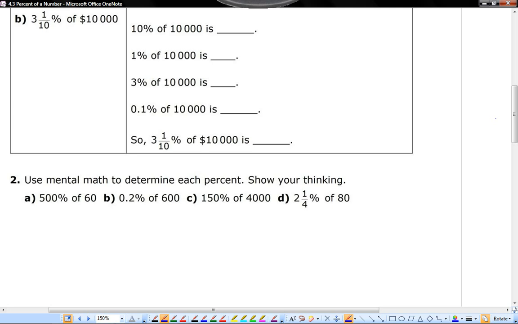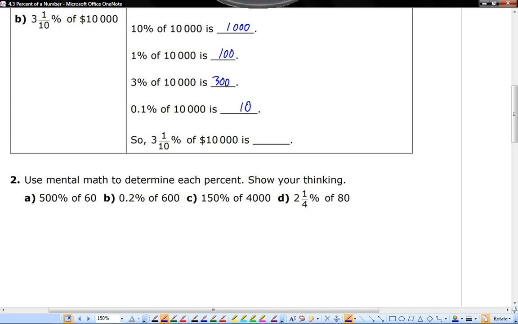Alright, now let's see if we can use some kind of a strategy for mental math for part B. We want to do 3 1/10% of 10,000. And so, first of all, let's take a look at 10%. 10% of 10,000 is going to be 1,000. 1% is going to be 100. And so 3% is going to be 3 times that, so it's 300.